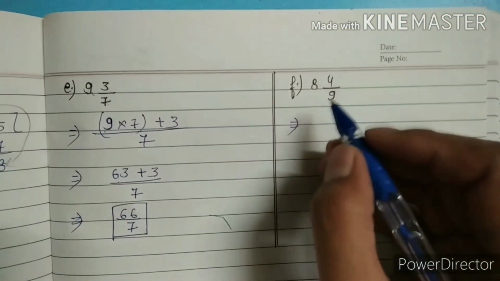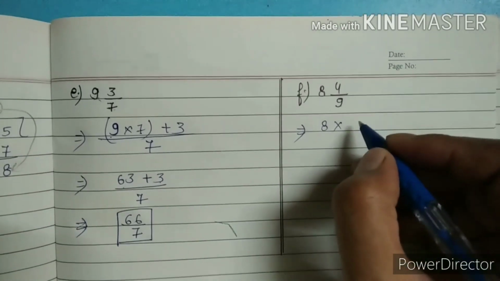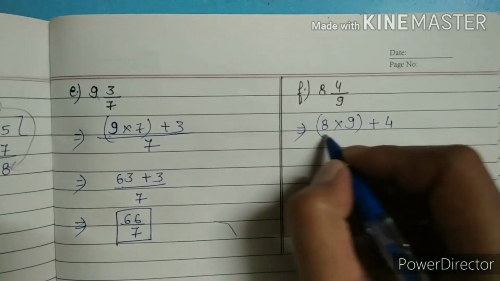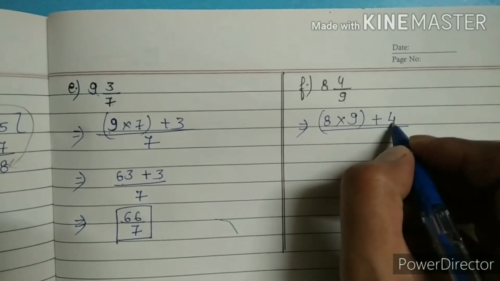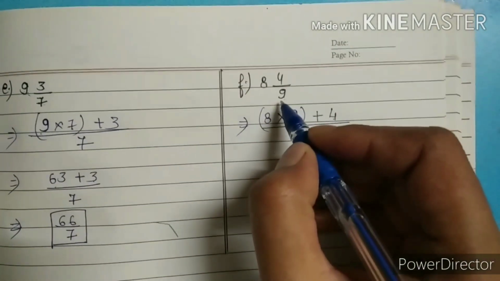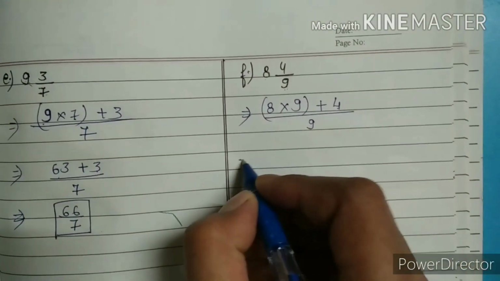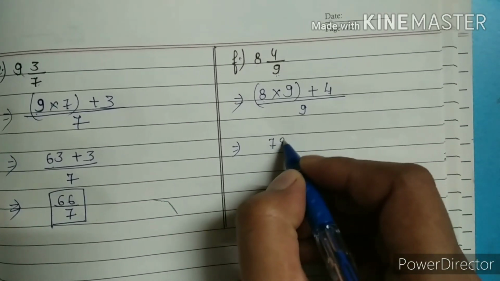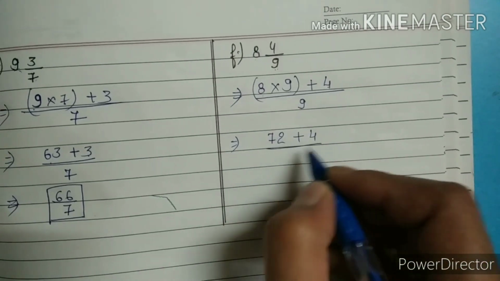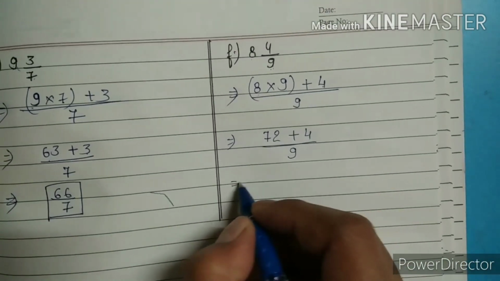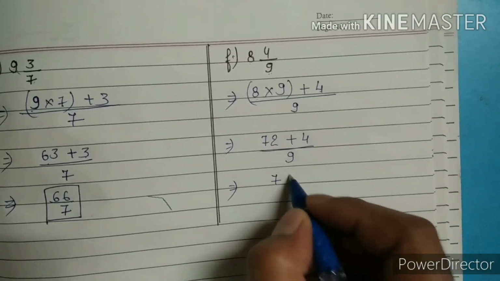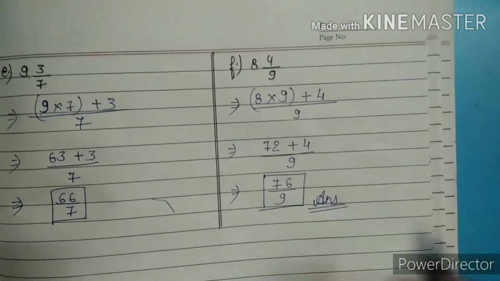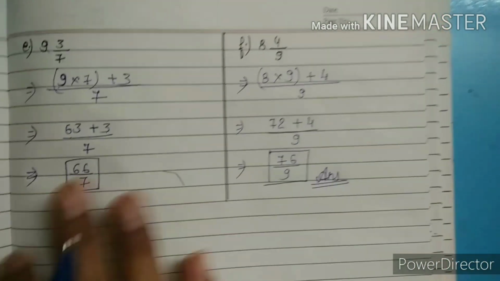Last, whole will multiply by denominator 9 and that will add into the numerator 4. Now denominator is 9. Now 8 9s are 72. Okay, 72 plus 4, denominator is 9. 72 plus 4 is 76 by 9. This is our answer of F. So this we complete exercise 7.2.